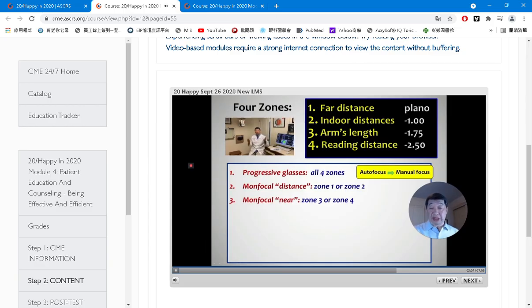Likewise, if they really want to read without glasses, I tell them that going to zone 3 will still let you see the cell phone and the menu, but you'll also see the computer.